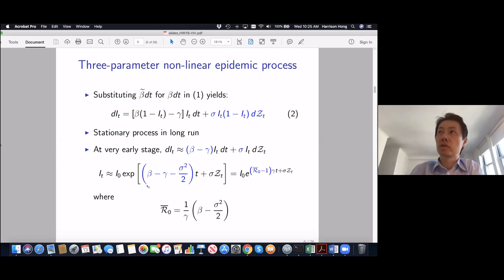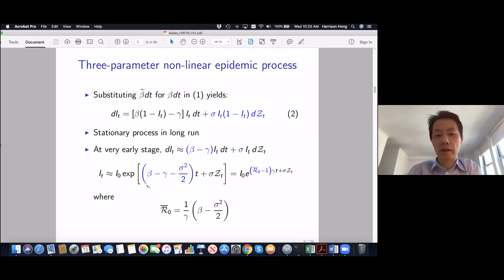If you substitute this beta tilde dt term for the usual beta dt term in the deterministic epidemic model, you'll come to equation 2, which is essentially our 3-parameter nonlinear epidemic process. So the only difference from the deterministic setting is this last term highlighted in blue involving the parameter sigma, which is the COVID-19 risk.